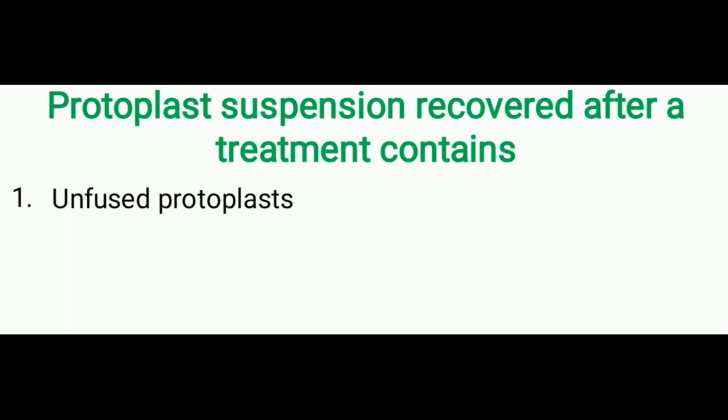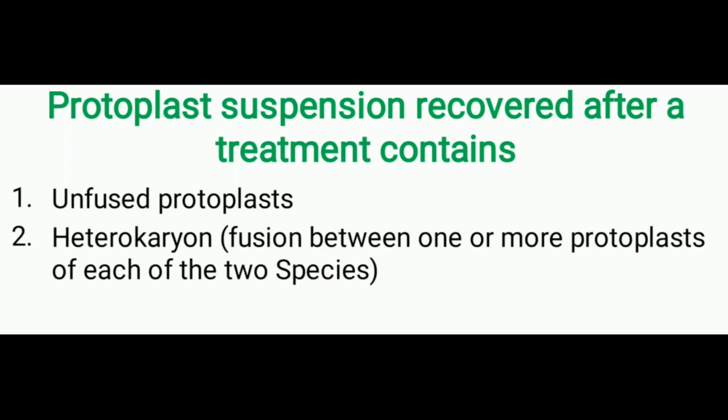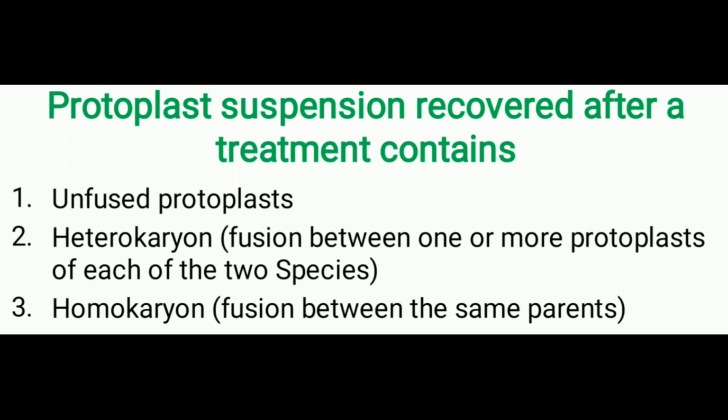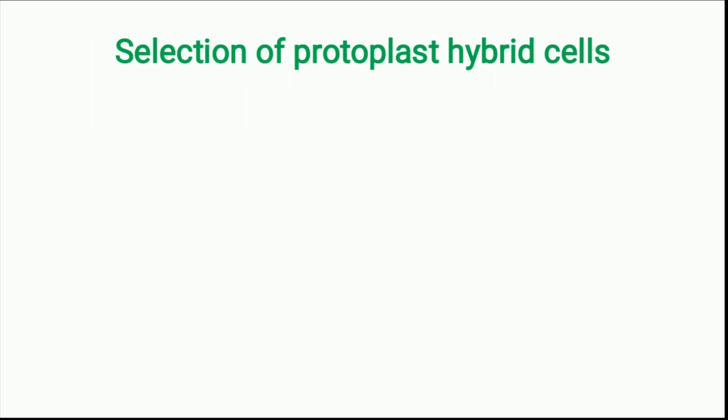Generally, after protoplast fusion, three kinds of protoplasts are obtained. One is unfused protoplast, and the second one is heterokaryons. Fusion between two different protoplasts is called a heterokaryon. The third one is homokaryon, fusion between protoplasts of the same parent. So we have to carefully select the heterokaryon protoplasts consisting of two differently originated cells.